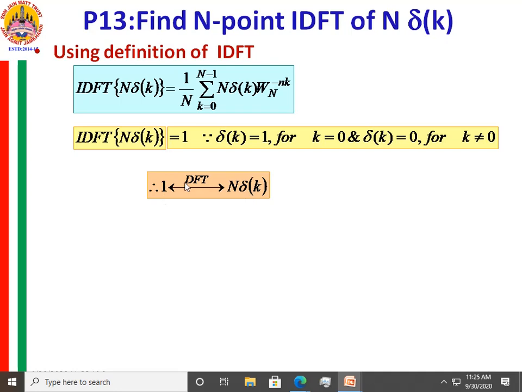So I can say that the IDFT of capital N delta of k is 1. This is the DFT pair: the DFT of 1 is N delta of k. Similarly, you can find the DFT of delta of n. What may be the DFT of delta of n? You can tell.